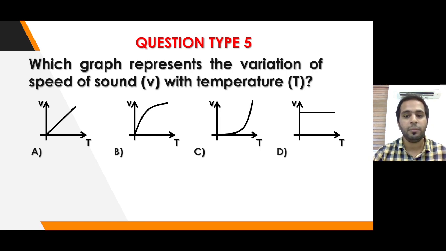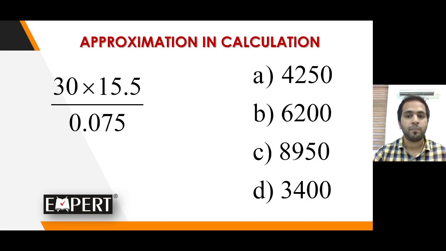Some questions are graphical type. So the question is based on, okay, here they have asked which of these graphs represents the variation of speed of sound with respect to temperature. So this is all about knowing the relationship between the speed of sound with respect to temperature and trying to understand the graphs, the four different types of graphs that are given to you.